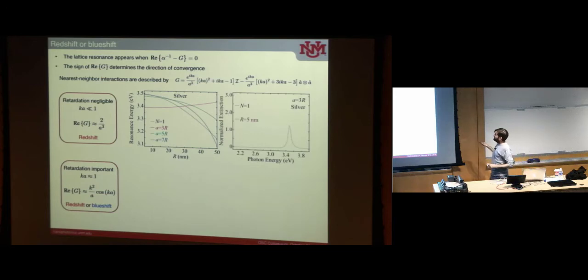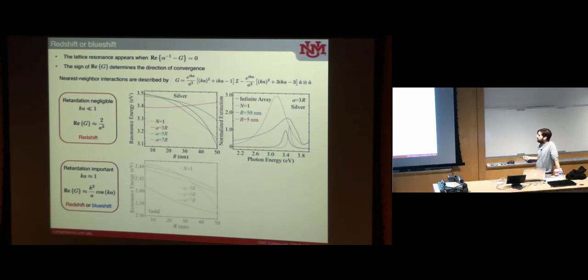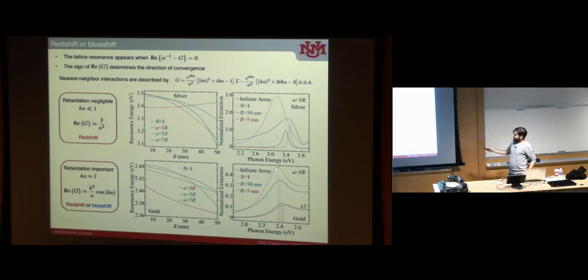So this is what I was telling. This is the infinite array. This is a single particle. This is a single particle for another size, and this is the infinite array. So depending on the size, and therefore depending on whether the retardation is important or not, you come from one side or from the other. And the same applies, of course, for gold. Exactly the same. In gold, everything is weaker, so the shifts are much tinier, so it's more difficult to resolve them.